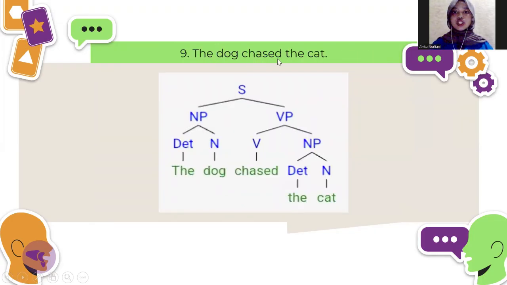Number 9, the dog chased the cat. Here, there are two noun phrases, the dog and the cat, but the dog works as the subject, while the cat actually works as the object. The cat here is the noun phrase, added with the verb chased, and then they combine together into a verb phrase.